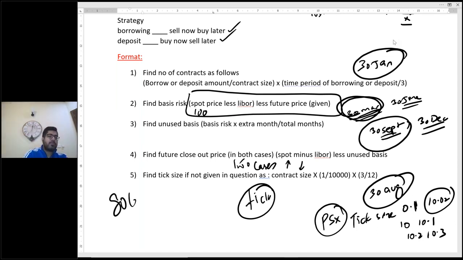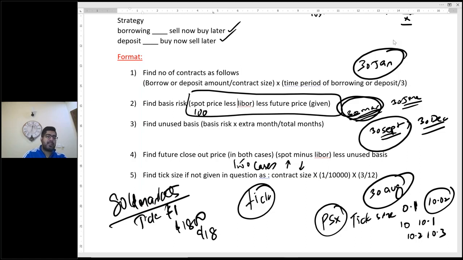Let's suppose in gold markets, tick is $1. That means the minimum fluctuation in gold price can be $1. So if gold is at $1,800, it can be 1801, 1805, 1806. It can never be 1802.3. Cannot move by 0.3 because the tick fluctuation is $1.